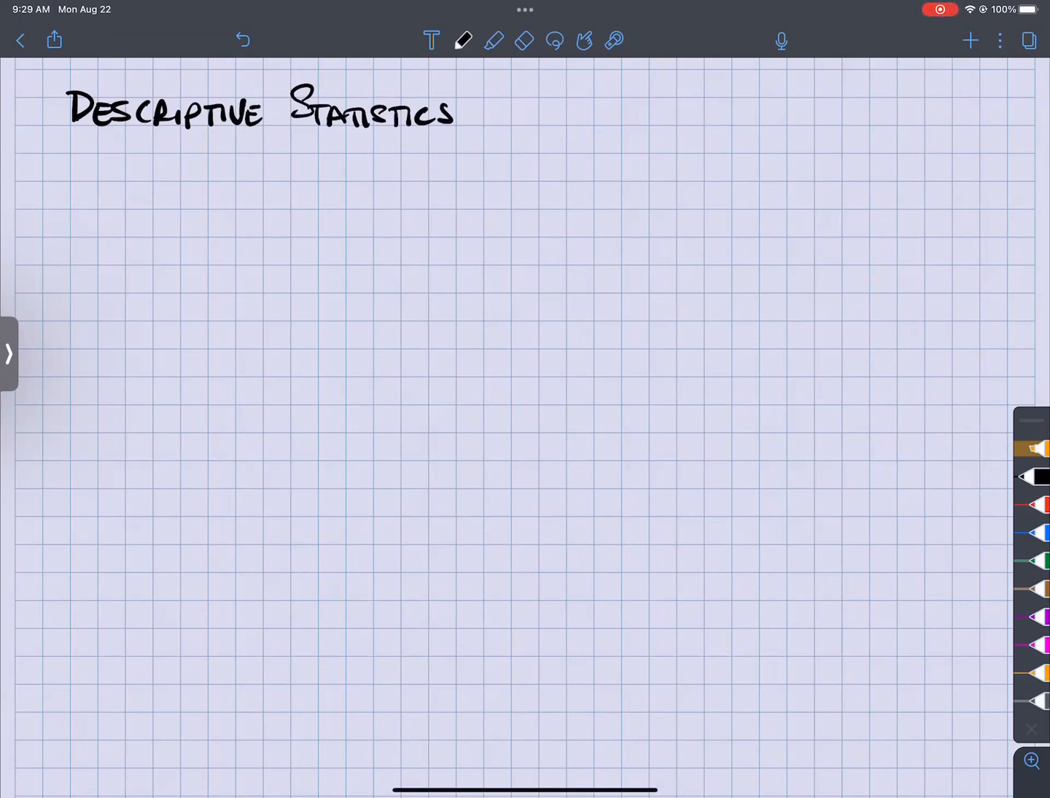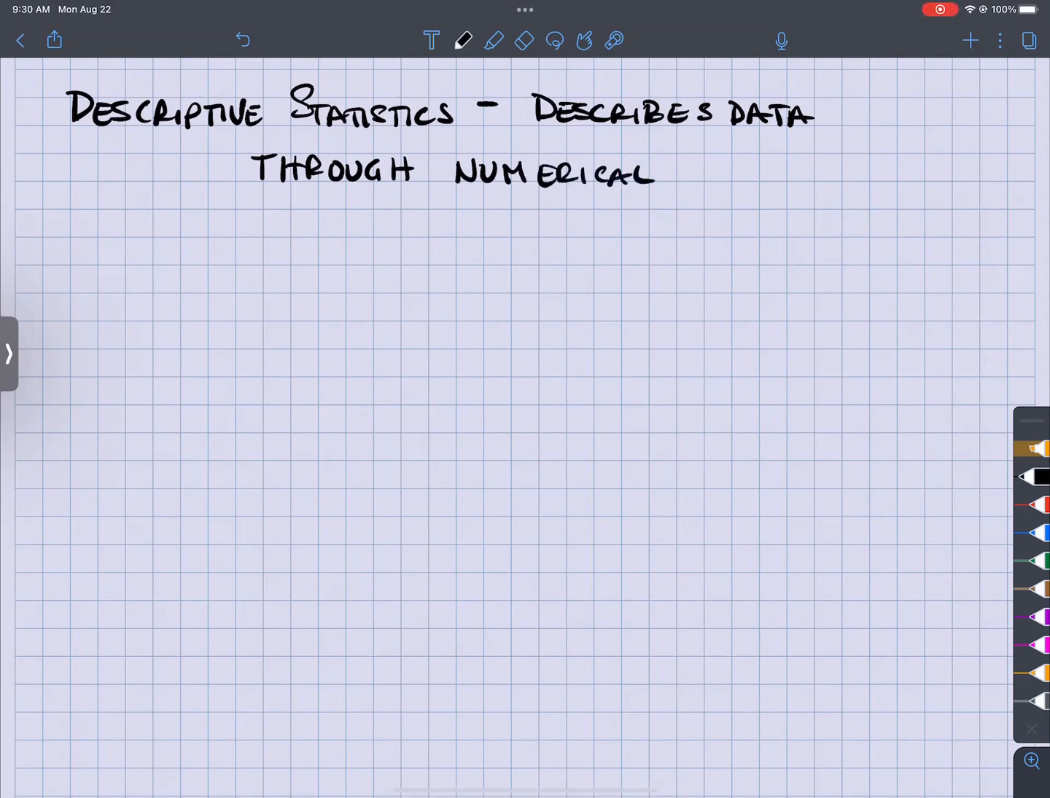Descriptive statistics describe data through numerical summaries, tables, and graphs.